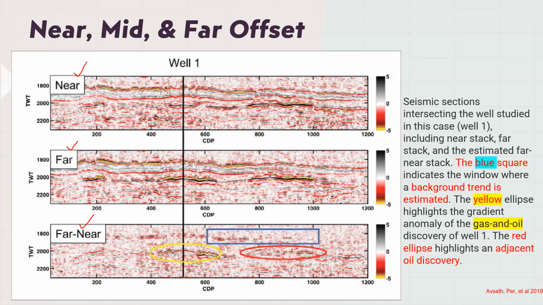And this one, which is already verified from the well, the yellow ellipse, you can see the gradient anomaly of the gas and oil discovery of this well, which is well 1. And also this one in red is showing the best indicator of an oil discovery as well. This has not been drilled, but it's a possible prospect for this area. That is also one of the applications normally used in the industry, and we are also going to use it in our course for prospect maturation.